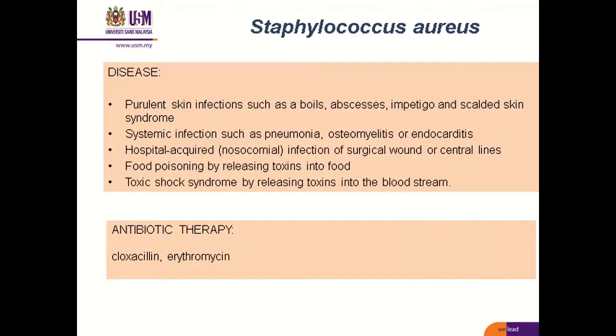The disease caused by Staphylococcus aureus includes purulent skin infections such as boils, abscesses, impetigo, and scalded skin syndrome. Systemic infections such as pneumonia, osteomyelitis, or endocarditis. Hospital-acquired infection of surgical wounds or central lines. Food poisoning by releasing toxins. Toxic shock syndrome by releasing toxins into the blood.